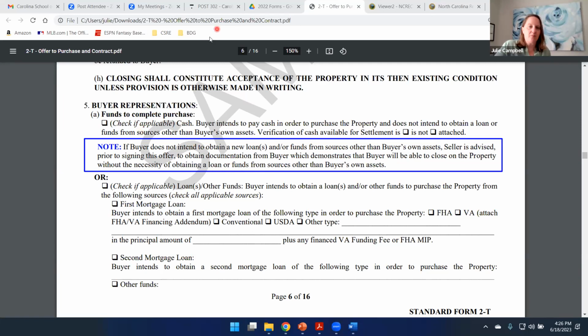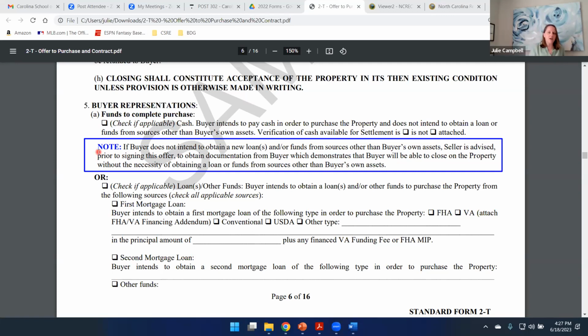First off, they're going to represent the funds to complete the purchase. We're told to check if applicable. If this is a cash buyer, buyer intends to pay cash in order to purchase the property, does not intend to obtain a loan or funds from sources other than buyer's own assets. Verification of cash available for settlement is or is not attached. If you have a cash buyer, it's recommended that the buyer get a proof of funds letter from their bank. I don't need all the amount they have in their bank account, but a proof of funds letter saying they have the amount of the purchase price and any other monies that that buyer may need to bring to closing. That's what this blue note is addressing.